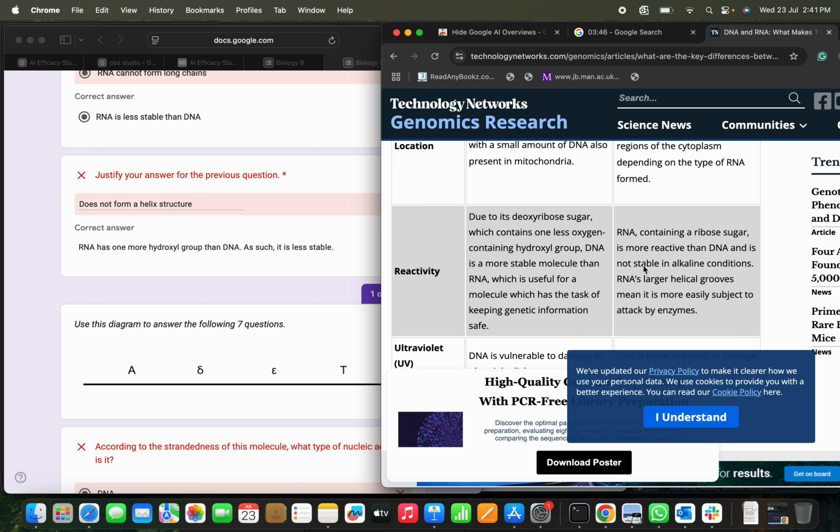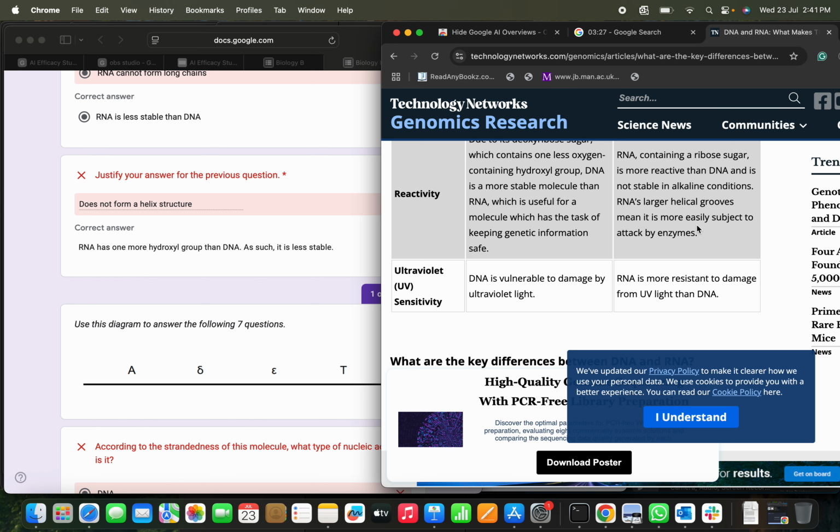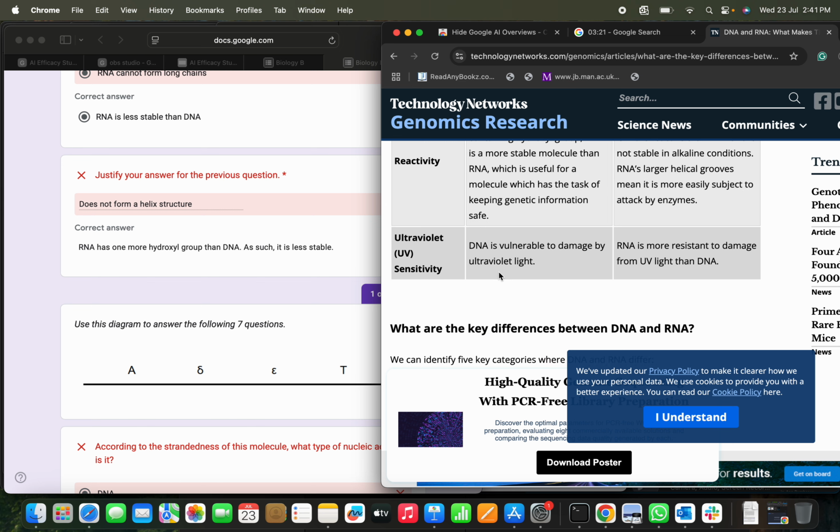Due to its deoxyribose sugar, which contains one less oxygen-containing hydroxyl group, DNA is more stable than RNA. RNA has the extra oxygen-containing group, so it is more reactive and not stable in alkaline conditions. It's subject to attack, while DNA is more resistant to damage. Yeah, that I knew.